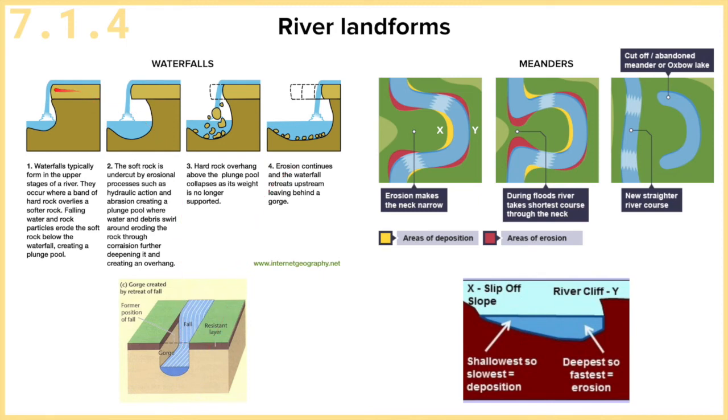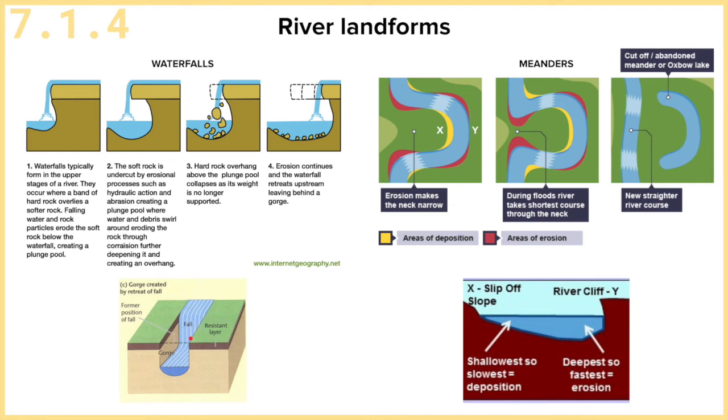So let's say this here was our point of the waterfall where this dotted line is, and over time this waterfall has started to move further back. So now the waterfall is here, it was once here. And it leaves behind these straight sides on either side, a bit like a really straight-sided valley. And this is the gorge.